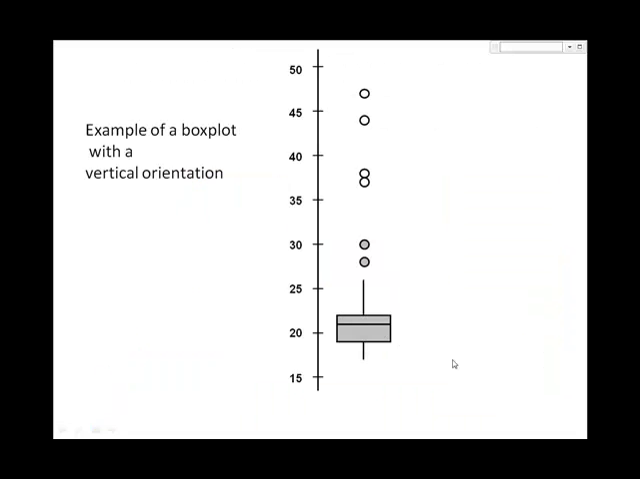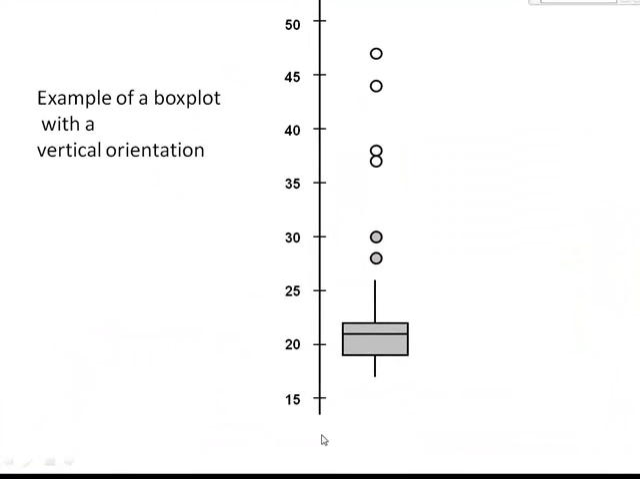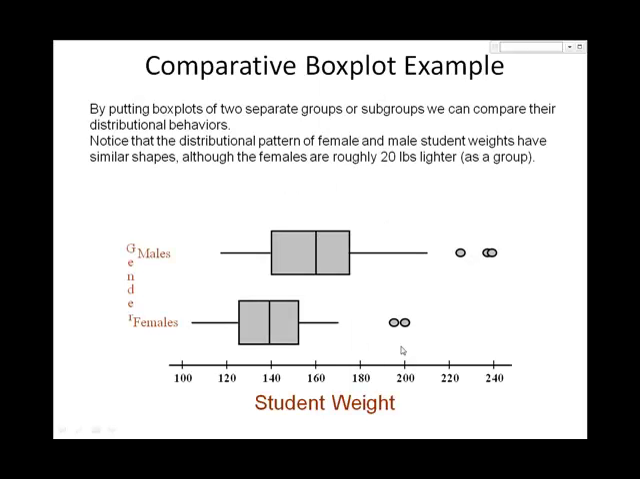Recall that box plots may also be displayed with the scale in a vertical orientation. The real usefulness of box plots lies in comparing several distributions. By putting box plots of 2 or more groups or subgroups on the same scale, we can easily compare their centers, shapes, spreads, and any outliers.